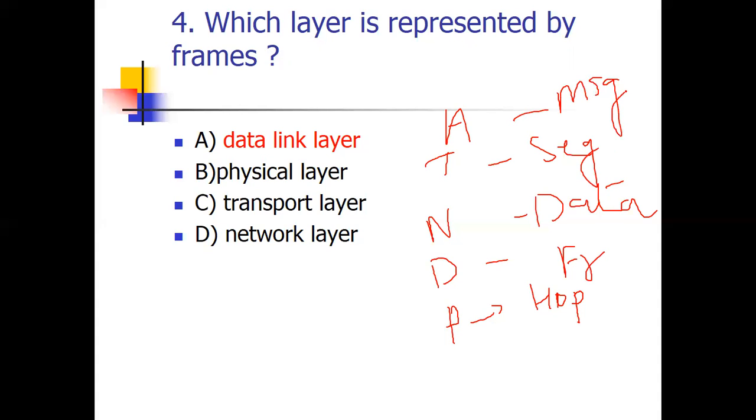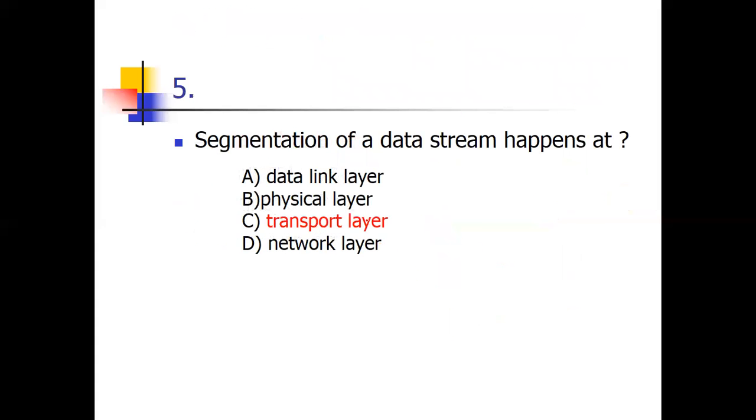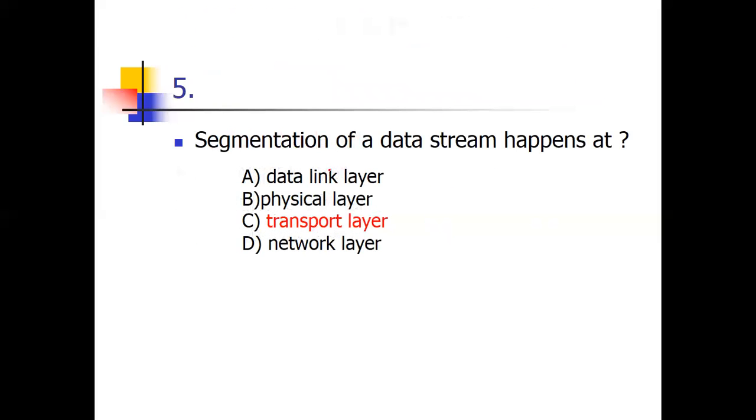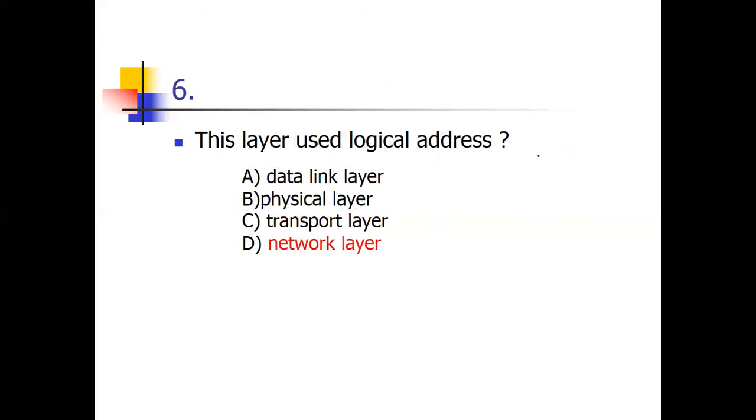So remember, for the physical layer, the transmission is hop to hop, or we can say node to node. For data link, it is frame. For the network layer, it's packets, datagrams. For the transport layer, it's segments. And in the application layer, the whole message transmission. So now the question is, which layer is represented by frames? Frames are in the data link layer. Segmentation is done at the transport layer. So segmentation happens at the transport layer.